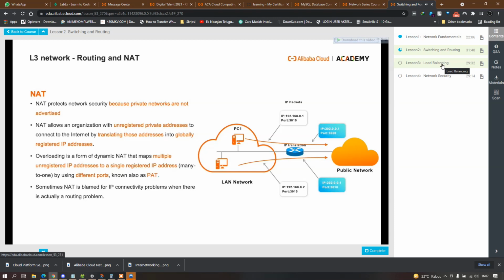Just now we were talking about many advantages of NAT, but there are also some disadvantages. Sometimes NAT is blamed for IP connectivity problems when there is actually a routing information problem, because NAT will make the IP address change, right? So when we are troubleshooting a routing problem, maybe we don't know that the original IP address has been changed to some other IP address. This will make it difficult to do the routing troubleshooting.